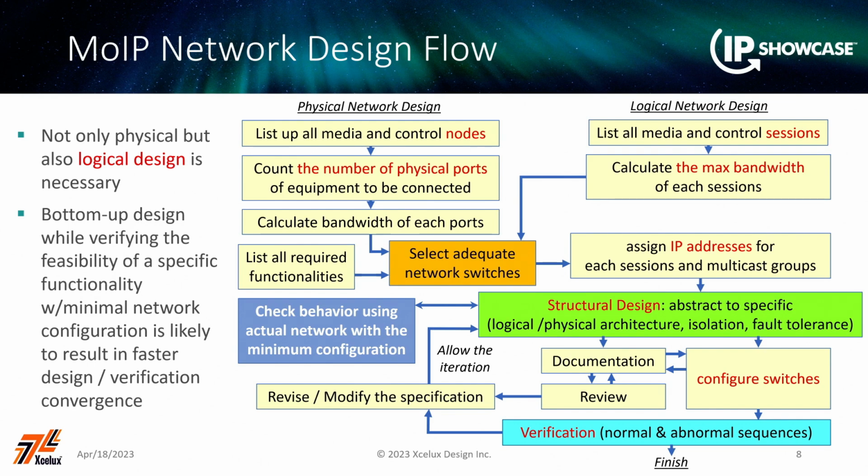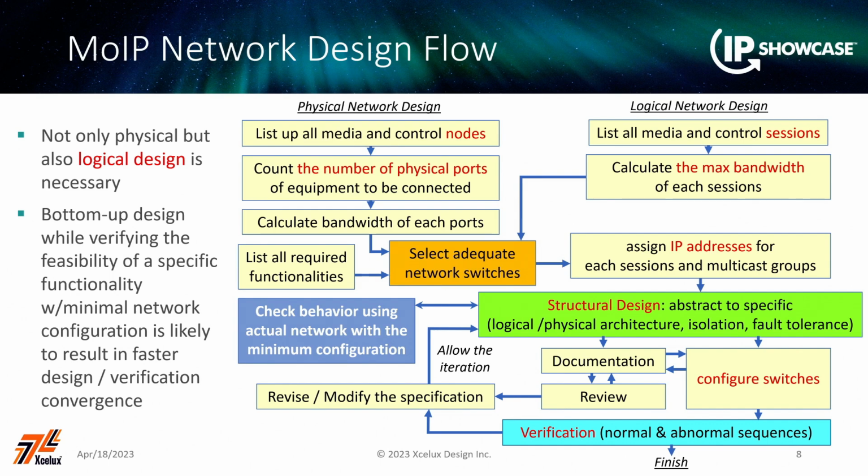And this slide shows the design flow. But it's also some example. An important thing is that we have to design a physical network and a logical network, because in MoIP, we use multiple streams inbound in one cable. So much different from SDI, right? So first, we design a physical network, list up the media and the control nodes and count the number of physical ports of equipment to be connected. This is a common workflow, same as SDI. But we also design a logical network.